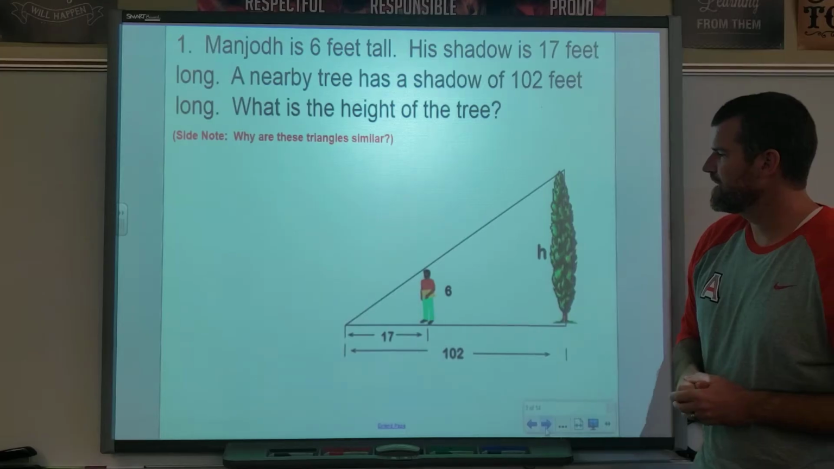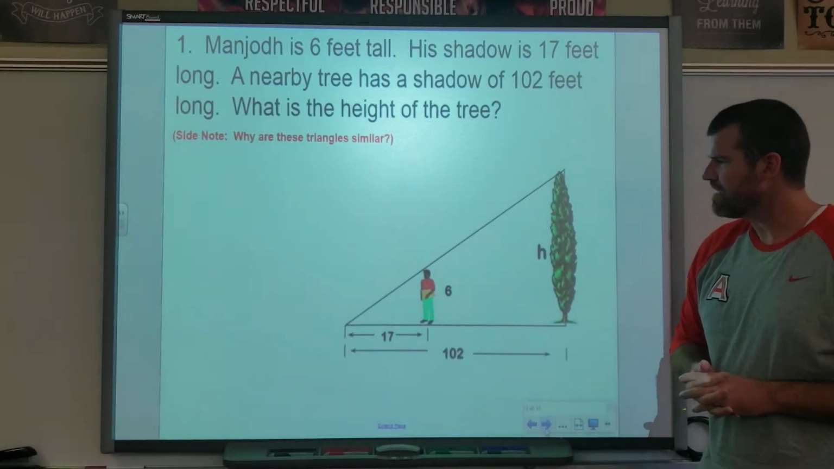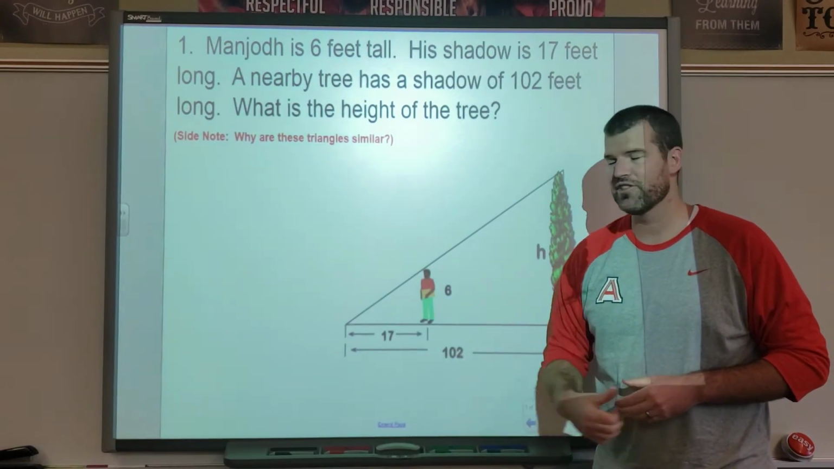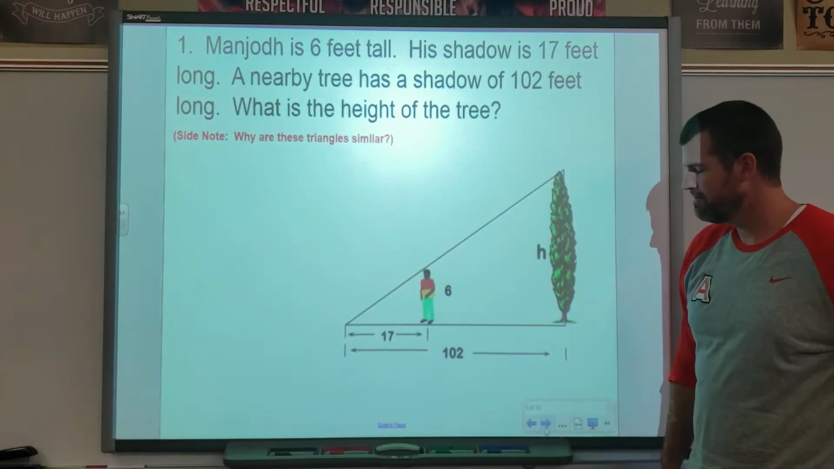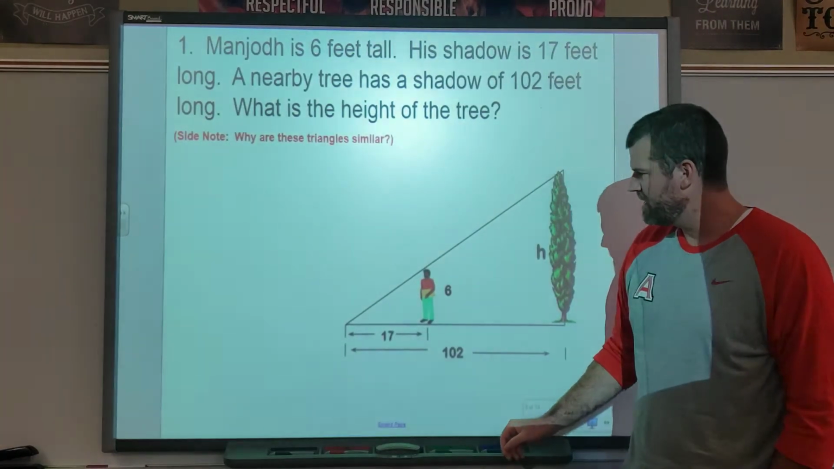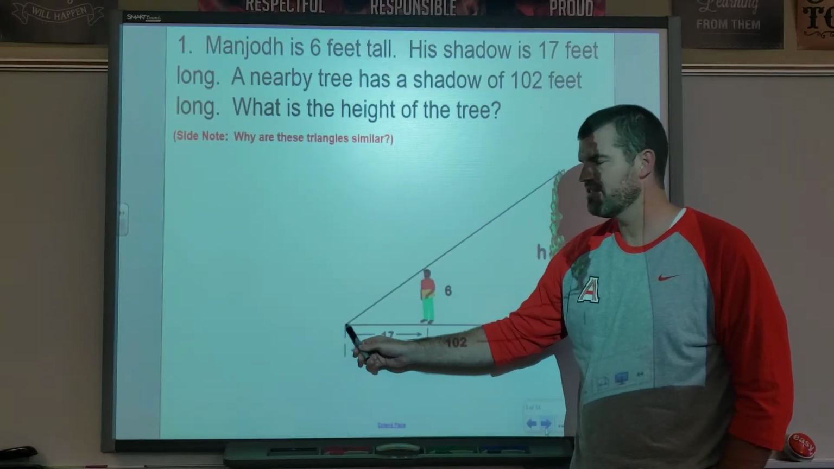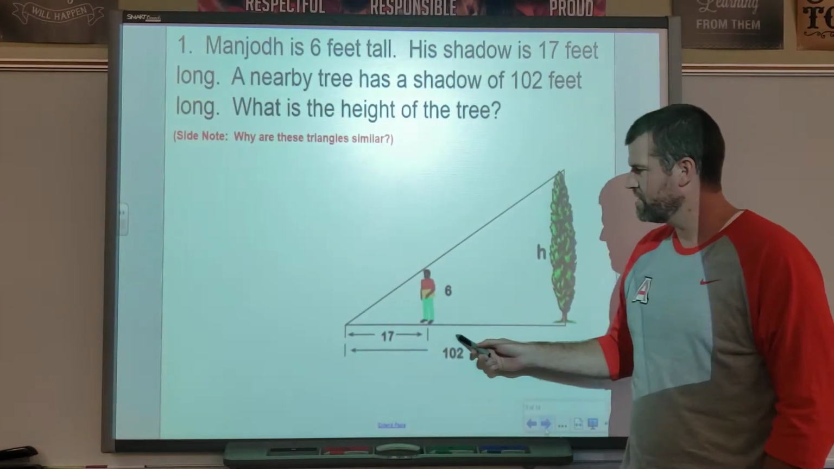First one, let's go ahead and look at our person here. We're going to call that Manjad. Manjad is standing and he creates a shadow, right? He's got a shadow on the ground. And then the tree also has a shadow caused by the sun. And so what Manjad did was he went and stood so that his shadow ended right here, the same place where the tree's shadow ended. So the shadow of the tree is right here.